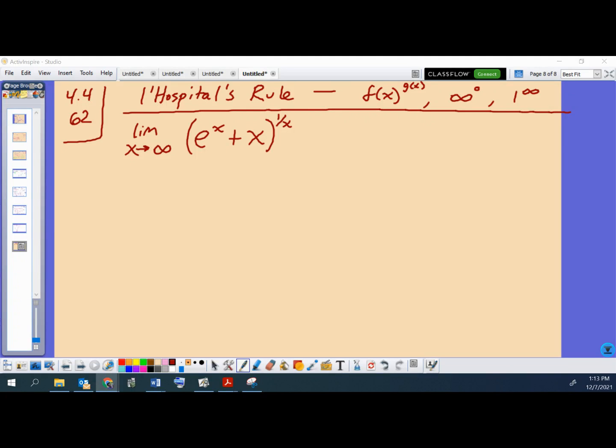All right, we're looking at a L'Hopital's rule question here. It's a little more challenging. You've got a function to another function's power, and this gives you some different kinds of indeterminate forms, like infinity to the zero or 1 to the infinity, and those are indeterminate forms.